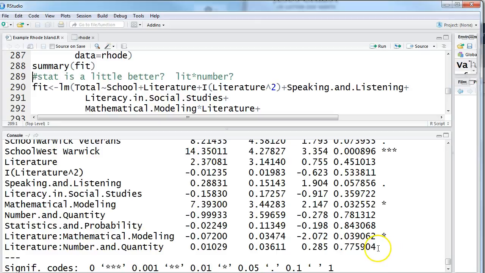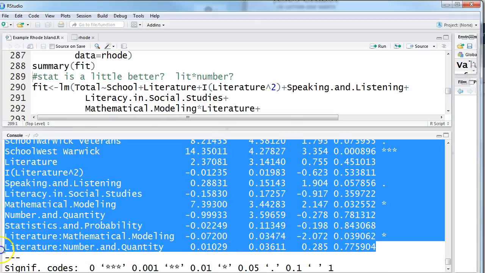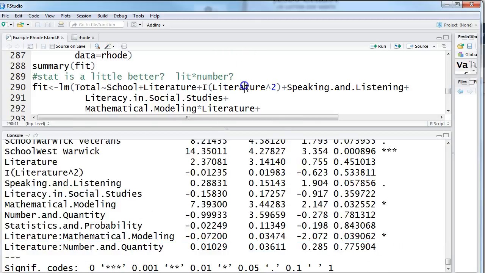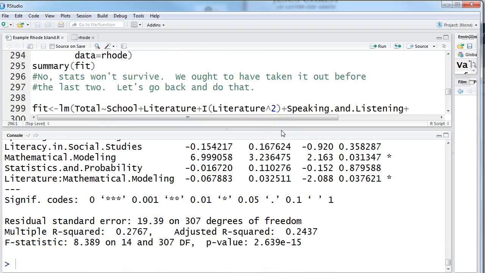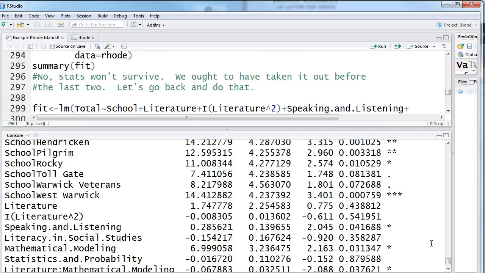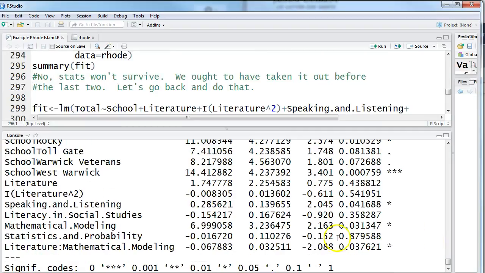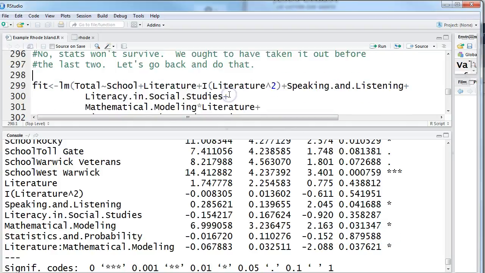Maybe if we took out this next one, because that's also high, then stats would go back up to being significant. In other words, a drop in p-value. I think I remember what happens next. See, I told you this isn't the first time I've actually tried making this video. Yeah, 0.87. As much as I really want to leave statistics in the model, there's just no justification for it. I can't. So what I did is I went back.